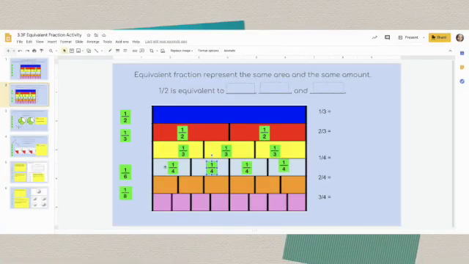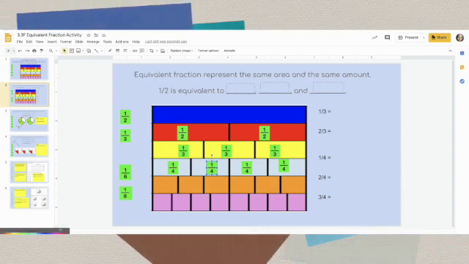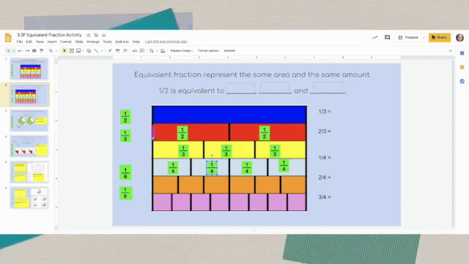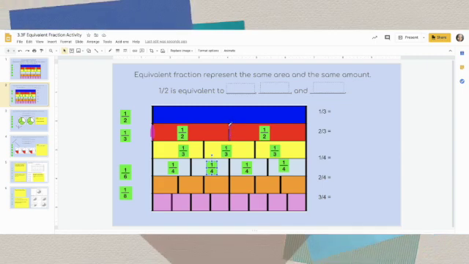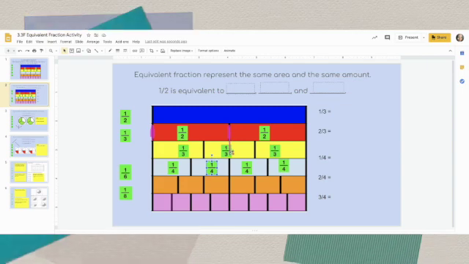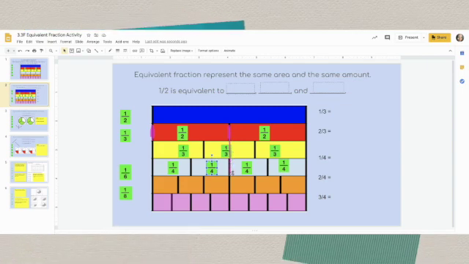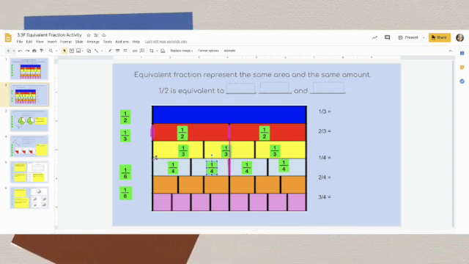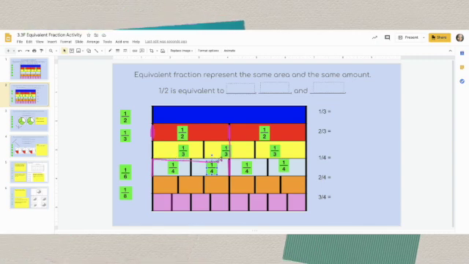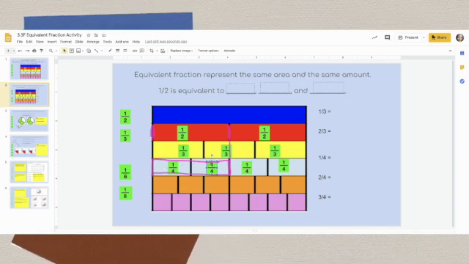Discovering what fractions are equivalent to 1/2. So the first thing you want to do is put your finger at where 1/2 starts. Then you're going to put another finger at where 1/2 ends. And you're going to trace down until you find another fraction that ends in the exact same place and begins in the exact same place, and it represents the same area or the same amount.